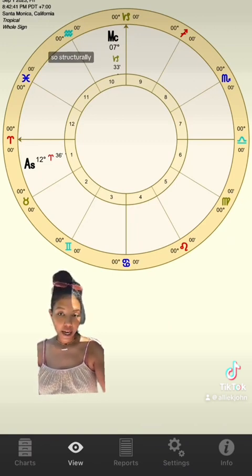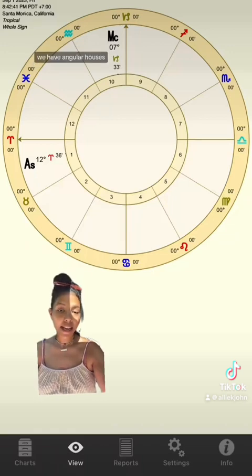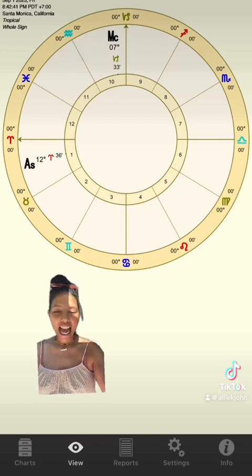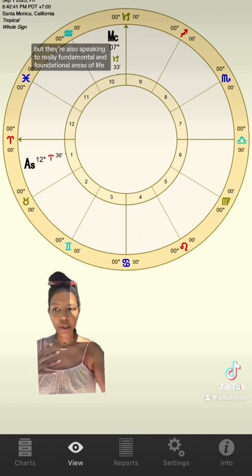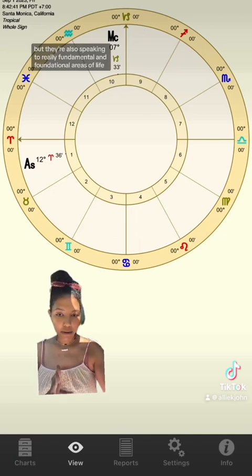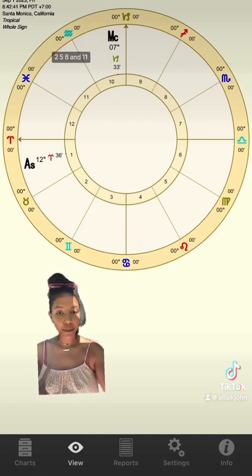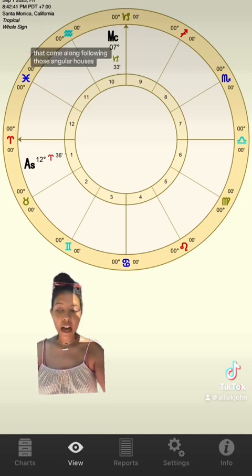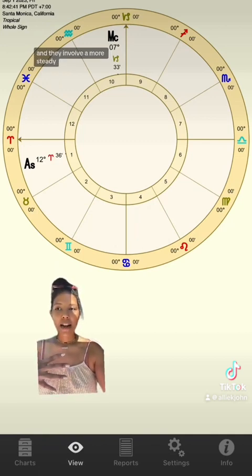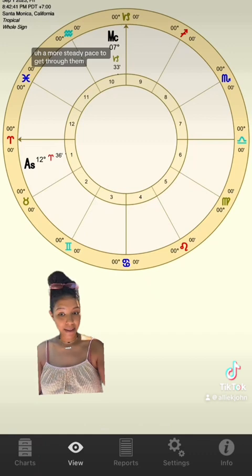So structurally, the way that these houses are set up is we have angular houses, 1, 4, 7, and 10, and they are initiatory houses, but they're also speaking to really fundamental and foundational areas of life, right? Then you have what's called succedent houses, 2, 5, 8, and 11 that come along following those angular houses. They carry that area of life forward. They bring you out just a little bit more, and they involve a more steady pace to get through them in some ways.